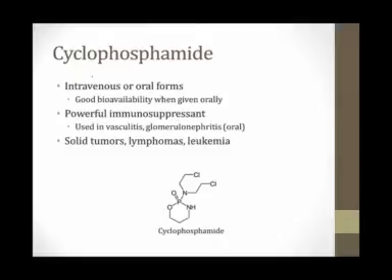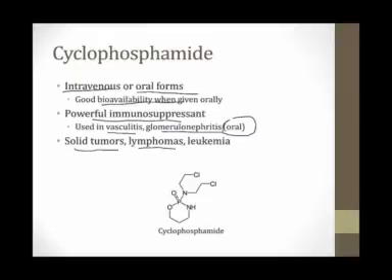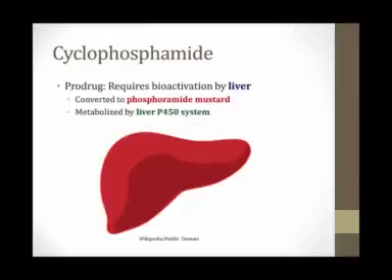Cyclophosphamide is available in both intravenous and oral forms. It has good bioavailability when given orally, and for this reason, it's often used not as a chemotherapy drug for malignancy, but as a powerful immunosuppressant. In autoimmune diseases like some of the vasculitis syndromes and glomerular nephritis syndromes, the oral version of cyclophosphamide can be very effective to suppress the immune system. It's also used more often in the IV form in solid tumors and lymphomas and leukemias.